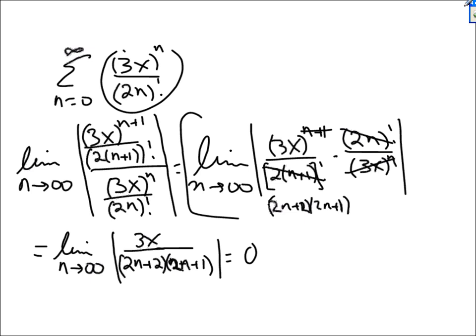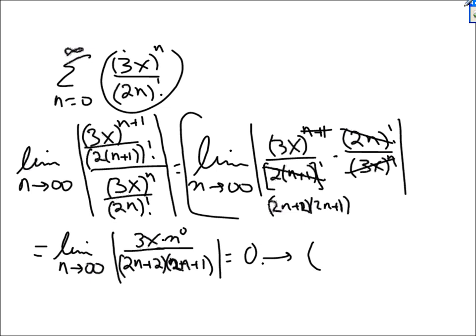But that's 0. The denominator has an n squared term. If you FOIL it out, like we did earlier, you get an n squared term. The top, n to the 0, which is 1. 3x times 1 is 3x. Goes to 0.